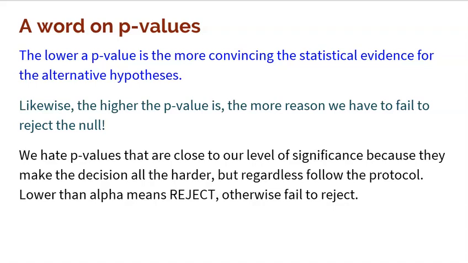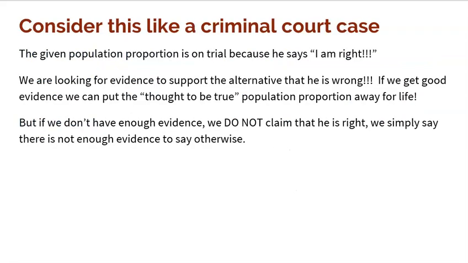If there is really absolutely no evidence at all, then it probably would have never even made it to court in the first place, right? But we hate p-values that are really toeing the line with the level of significance, because that's when the decisions are hard to make. We're like, oh man, it's a low sample, but is it really that low? And that's the idea, right? But listen, regardless, follow the protocol. You're going to either be given a significance level or you could pick one, either 1 or 5%. If you are below that alpha level, reject. Otherwise, fail to reject.